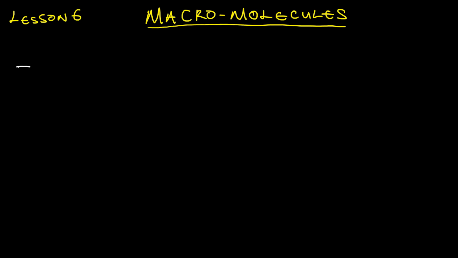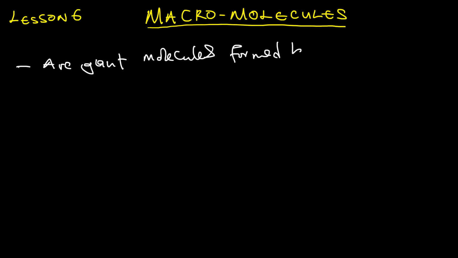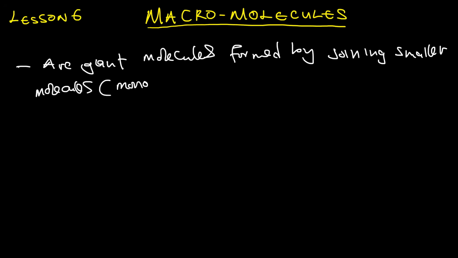Macromolecules are just giant molecules formed by joining smaller units. So we can say they are giant molecules formed by joining smaller molecules, and these smaller molecules are called monomers. Okay? These are called what? Monomers. So macromolecules are simply giant molecules formed by joining smaller units, otherwise known as monomers.